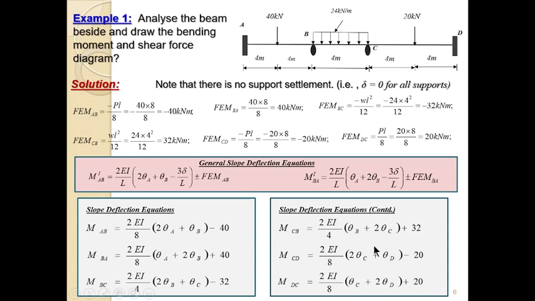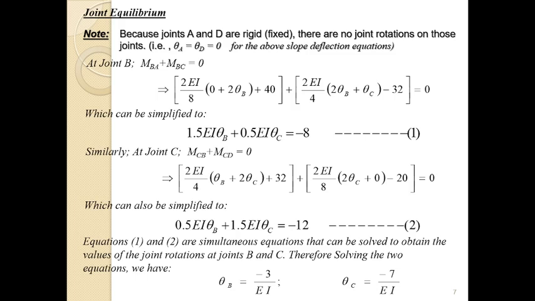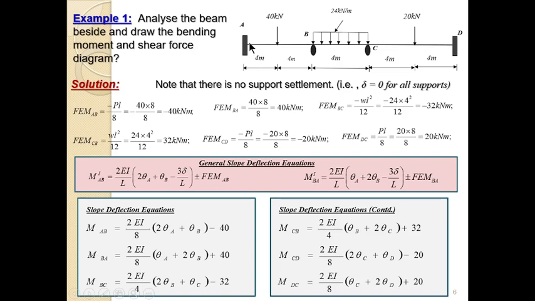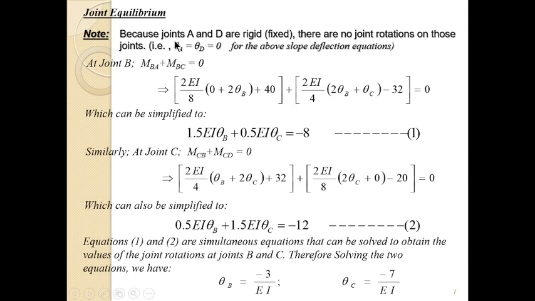And so after this, what we have to do is what we call joint equilibrium. To handle the joint equilibrium, the first thing you will need to know, let's see something. If you notice, joint A and joint D are fixed. And when the joint is fixed, there is no joint rotation. So that gives us information that theta A, which is supposed to be the rotation at joint A, and theta D, which is supposed to be the rotation at joint D, are all 0.